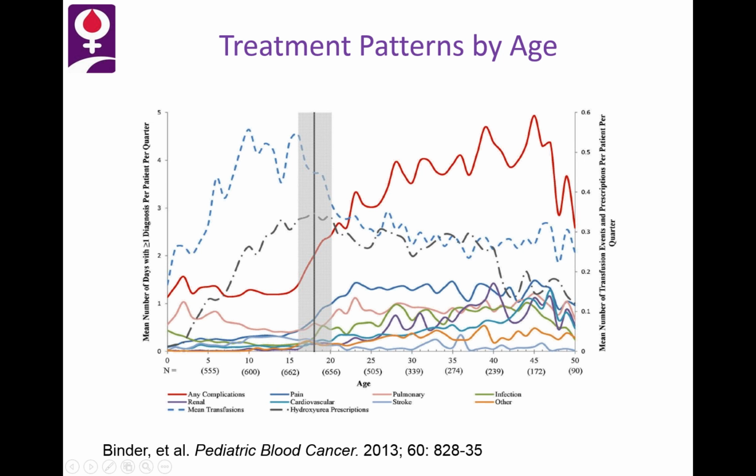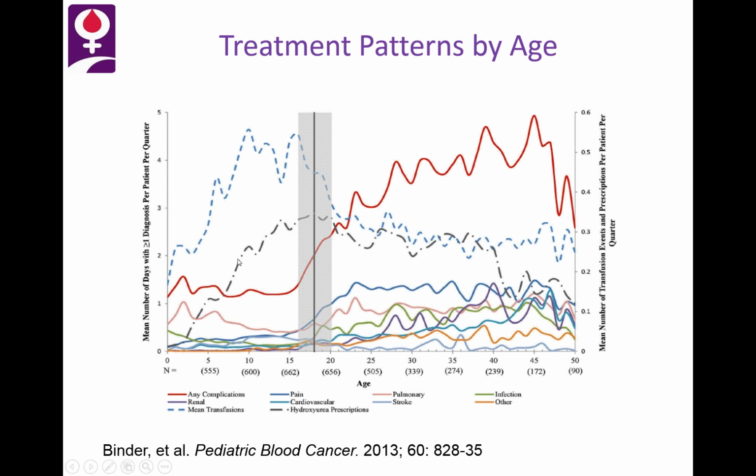And actually, this is a typo here. This is a study by Blinder looking at 5 state third-party payer data published in Pediatric Blood and Cancer in 2013. This hashed bar, blue line, is the frequency of transfusions across the lifespan, 0, 5, 10, and up to 50 years of age. We can see that there is a marked improvement in the use of chronic transfusion therapy, primarily as it relates to primary and secondary stroke prevention in the first 2 decades of life.